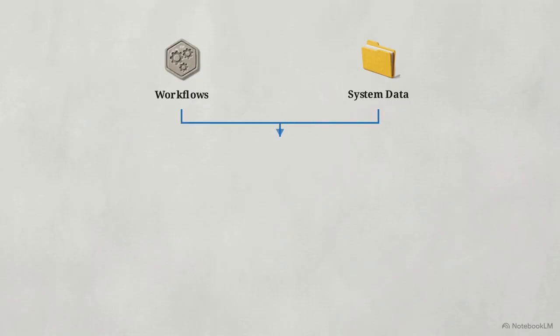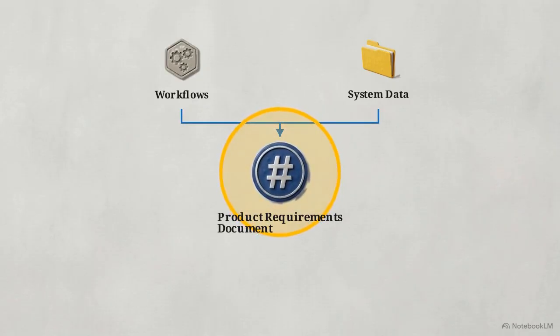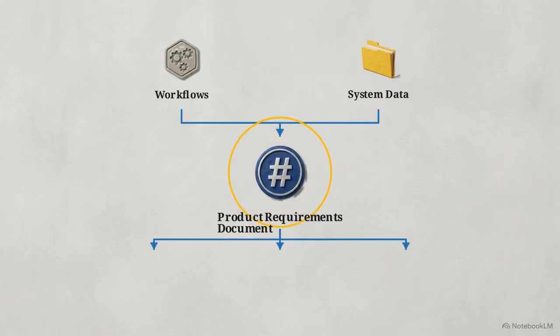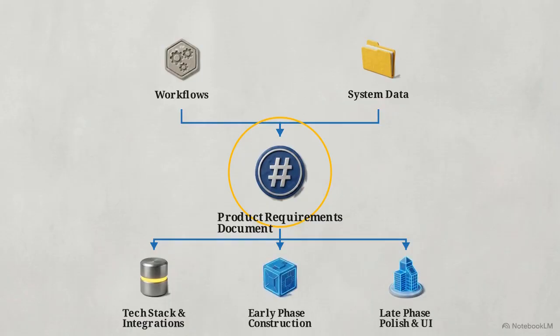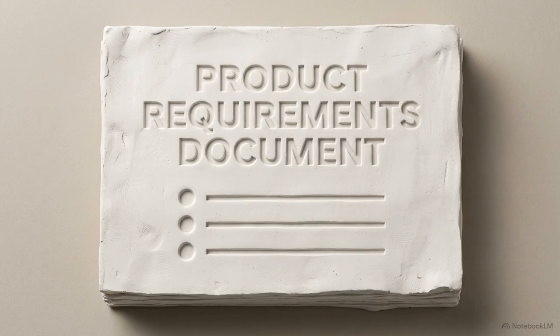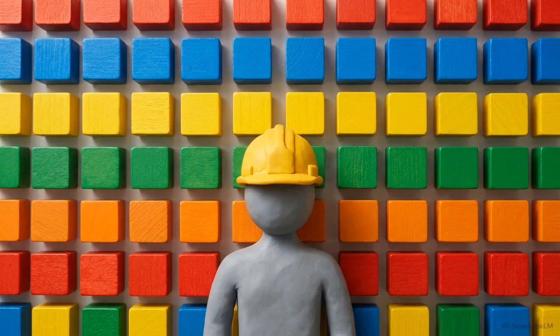We explicitly instruct Claude not to write code yet, but to output a strict Product Requirements Document, or PRD. This foundational blueprint defines our tech stack, integrations, and breaks the build into early and late construction phases. By forcing the AI to create this document first, we stop it from making wild assumptions and hallucinating code that doesn't fit our system. We are treating the AI as a project manager, guaranteeing a structured, executable construction plan.